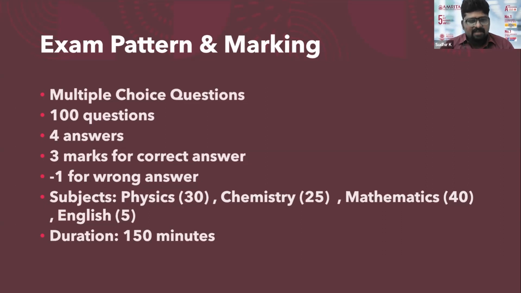For every correct answer you will get 3 marks. That means the exam will be conducted for a total of 300 marks, and negative marking, as I told, is -1 for a wrong answer. The subjects will be physics 30, chemistry 25, mathematics 40, English 5. Okay, English also will be there. So it's a very easy exam where if you have good conceptual knowledge, you can get better marks in this exam. Okay, so total 100 questions, as I told you, and the duration is 2.5 hours. Okay, this is the basic exam pattern which you need to understand.